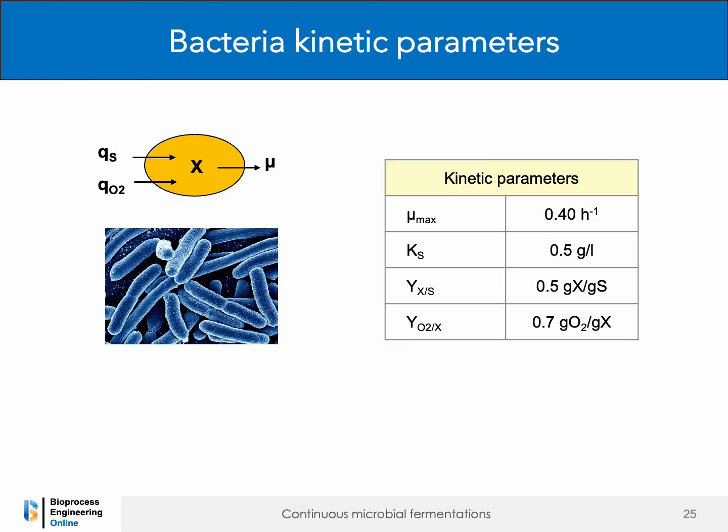For the bacterial strain used in the fermentation simulation, the kinetic law parameters are as follows. Mu max equals 0.4 hour to the minus 1, Ks equals 0.5 gram per liter, Yx over S equals 0.5 gram biomass per gram sugar, and YO2 over X equals 0.7 gram oxygen per gram biomass.